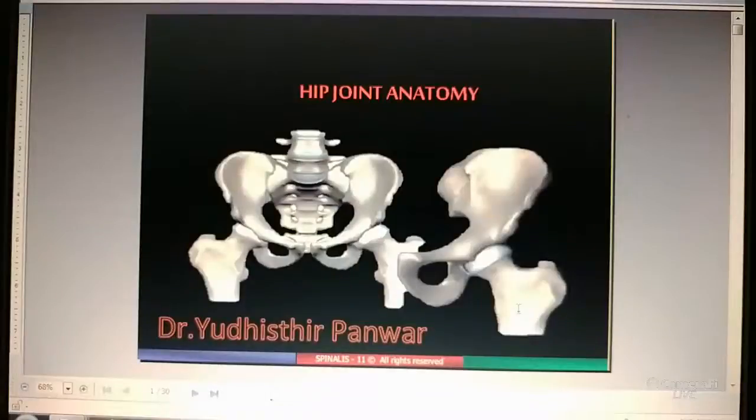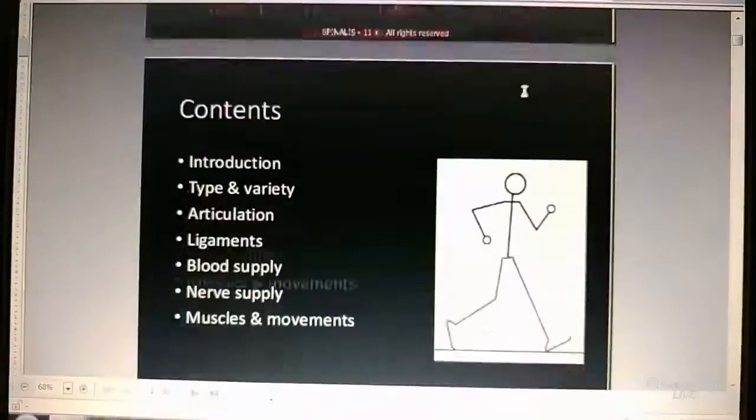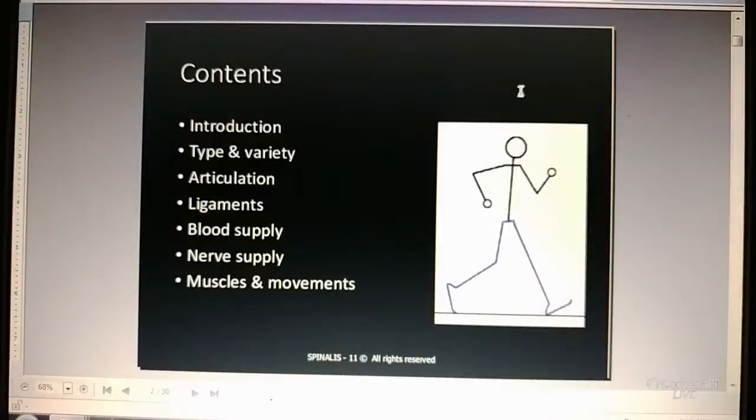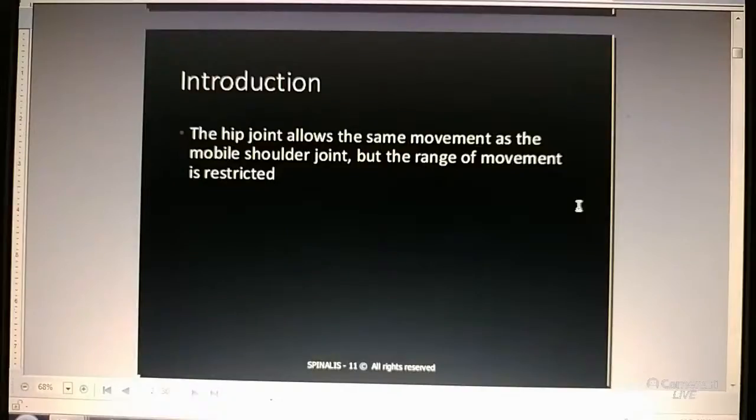Today we discuss the hip joint. First of all, content introduction. Second, type and variety. Third, articulations. The movement is the same as the shoulder joint, but it is restricted, because the shoulder has 360 degree circumduction, but the hip is partly restricted.